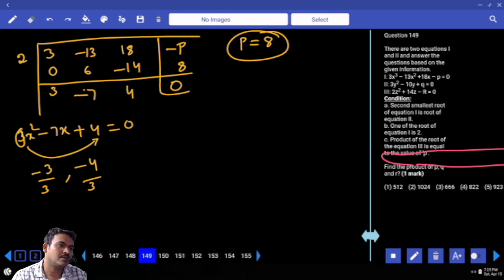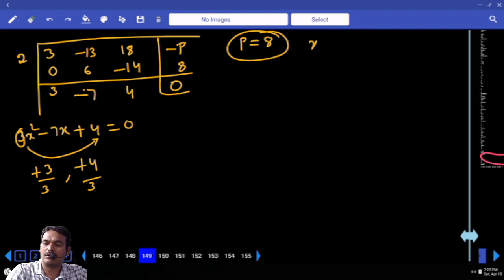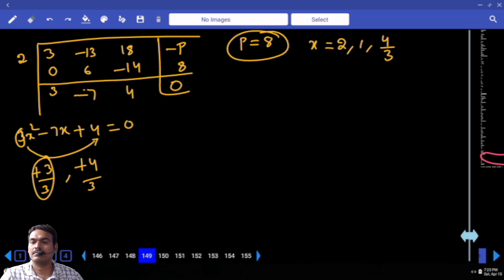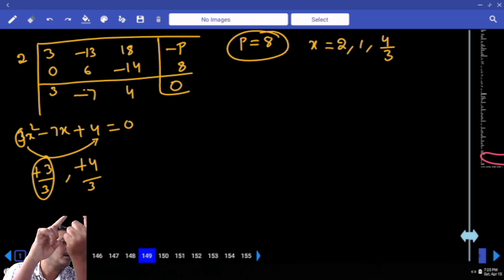3 by 3 means 1. Initial roots are negative, but final roots are positive. 4 by 3 means x roots, already one is 2. Another one 3 by 3 means 1. Next another one 4 by 3. p value 8. x roots are 2, 1, 4 by 3.